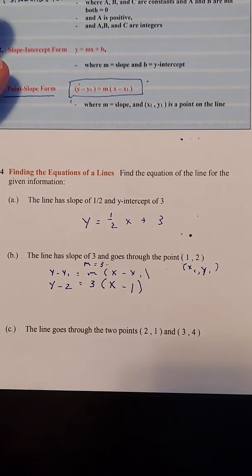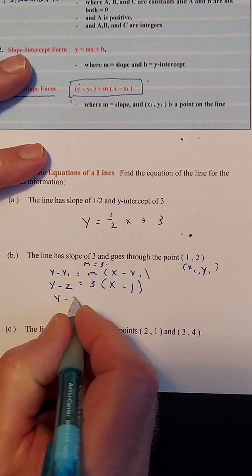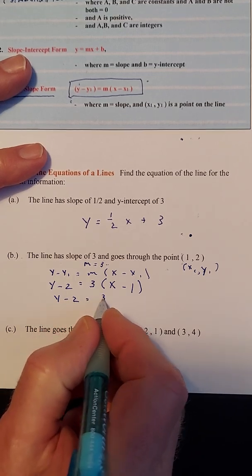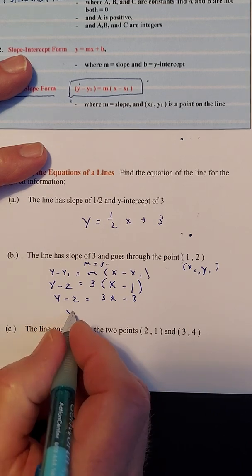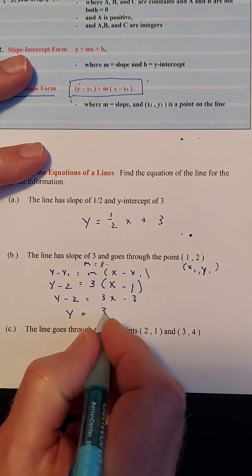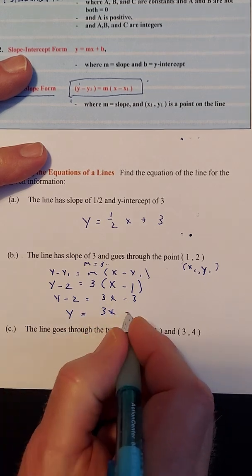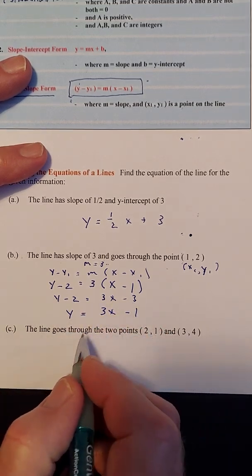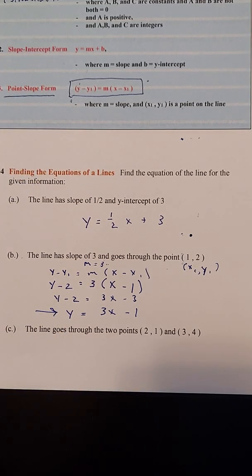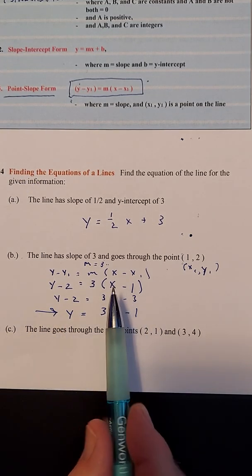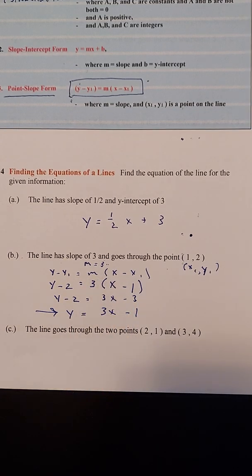All I have to do now is put that in slope-intercept form. So y minus 2 equals 3x minus 3. Y equals 3x, and I'm going to add that 2 over here, so negative 3 plus 2 becomes negative 1. That's my answer in slope-intercept form. So to get that, I started with point slope, I plugged in what I knew, and then I simplified that down.